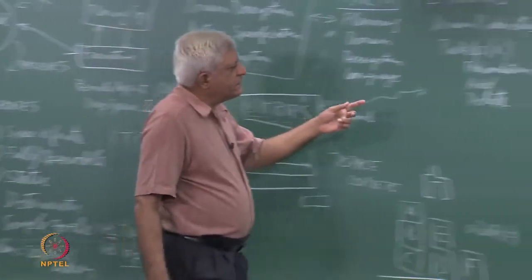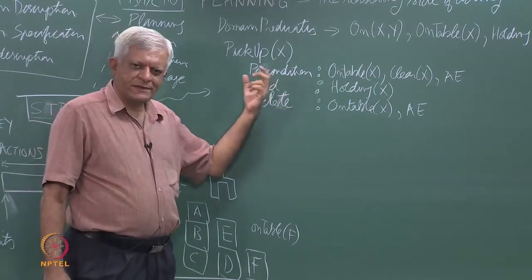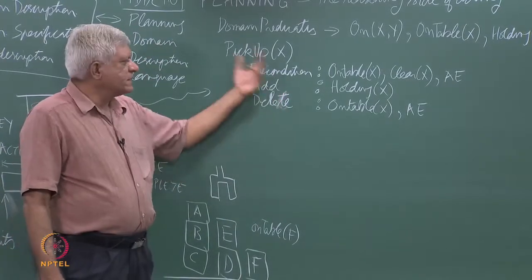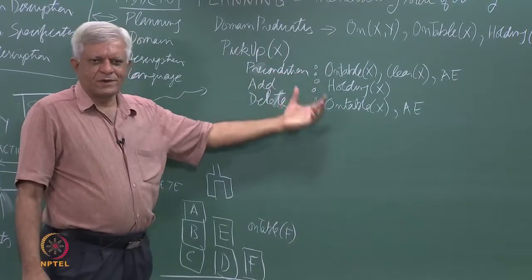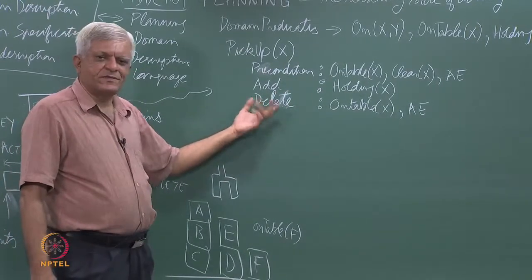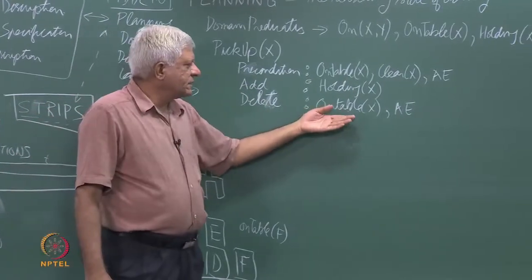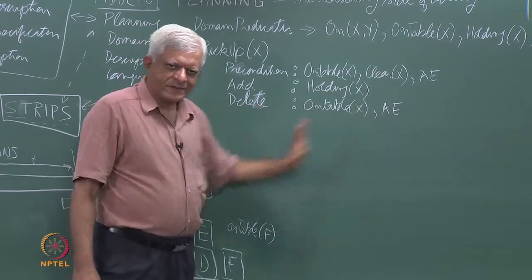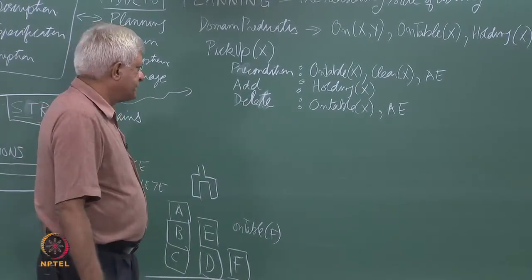So, the add list as they used to call it is a list of effects which will become true if this action were to be executed. In this case, the only thing we have put is that the robot will be holding this block X, and the delete list contains those things which were true, but which are no longer true, and that includes things like on table X and arm empty X. It also include clear X, but as I will discuss in a moment, you can either write it or you can ignore it, it does not matter.